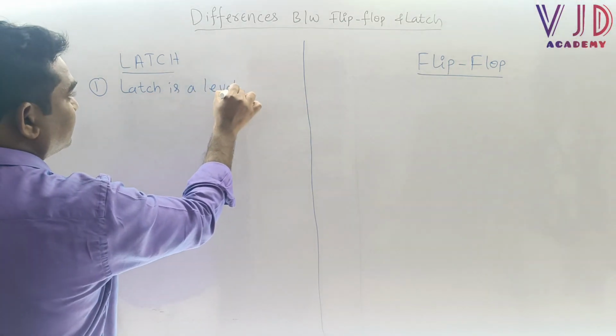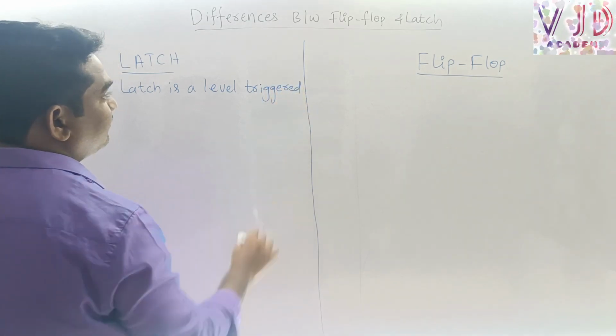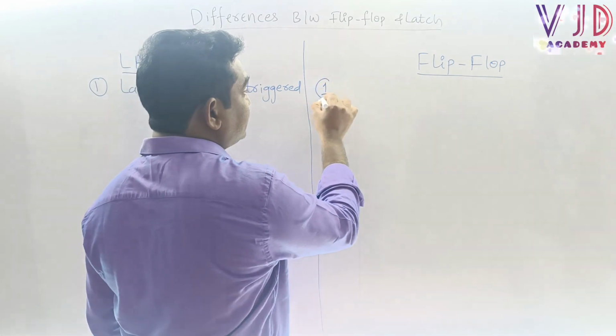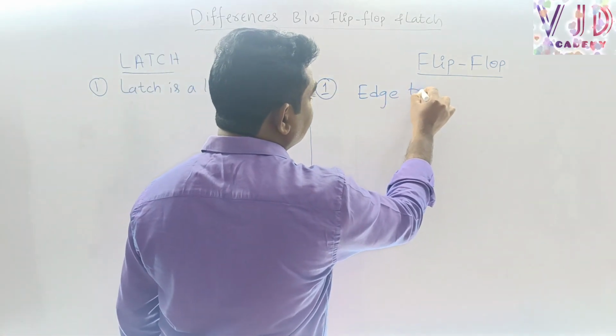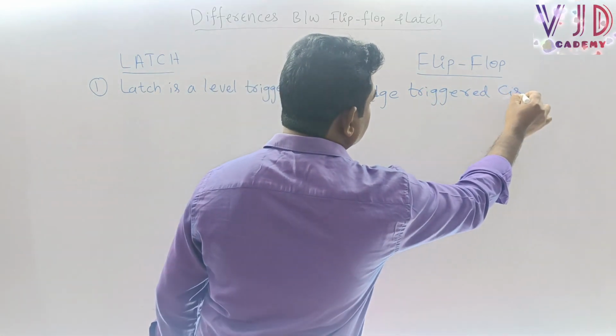The first difference I would like to mention here: latch is a level triggered circuit. And coming to flip-flop, it is an edge triggered circuit.